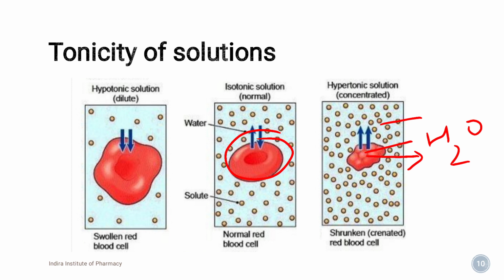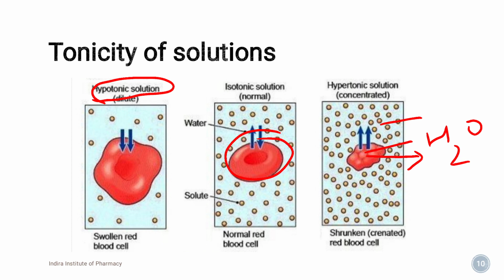So the equilibrium is constant in a normal red blood cell, so the shape of the RBC remains the same. Whereas in the case of a hypotonic solution, the concentration of solutes in the cell is more. As you can see the difference, there are very few solute particles in the solution, whereas the concentration of solute in the cell is more.